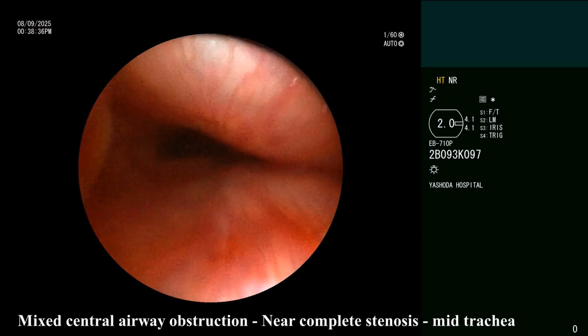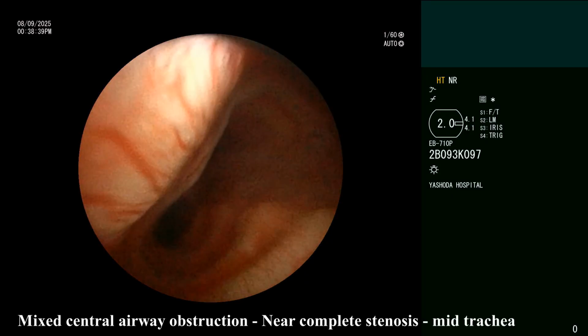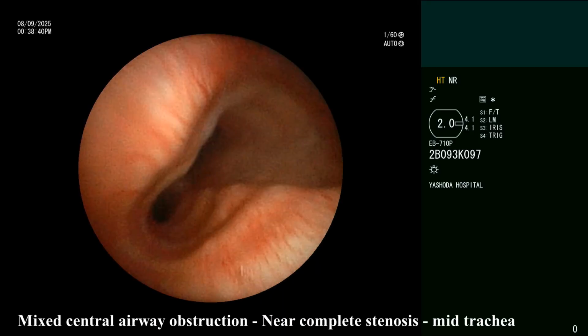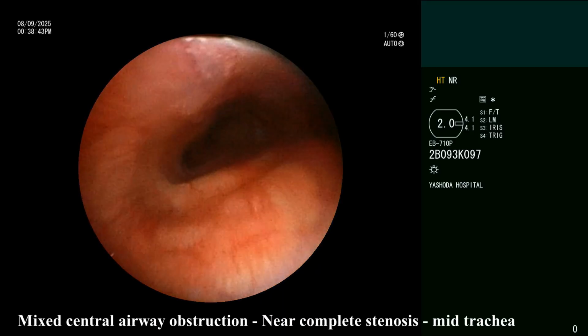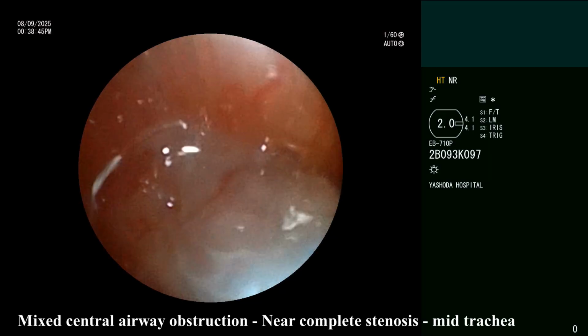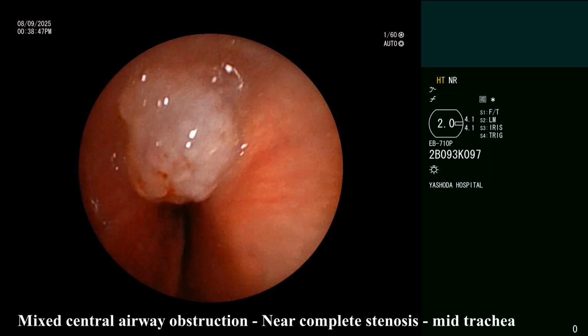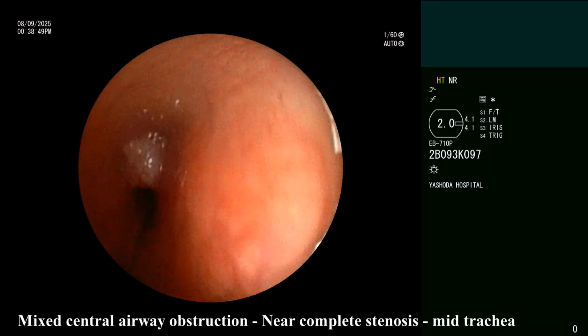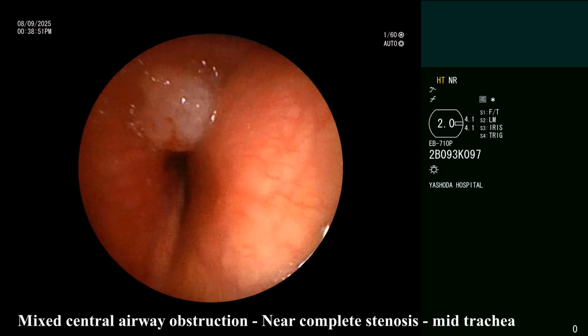This has resulted in an imminent airway obstruction, and below the site of the critical obstruction as well, there is a compression of the carina along with the left main bronchus. So this is a very critical site of obstruction which is preventing the patient from even lying down.